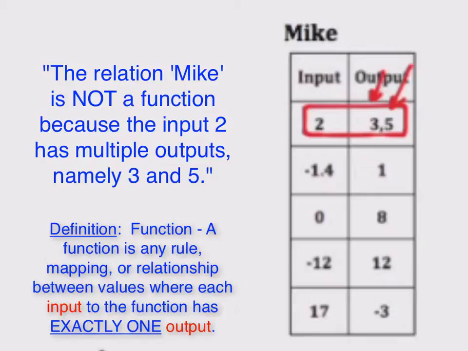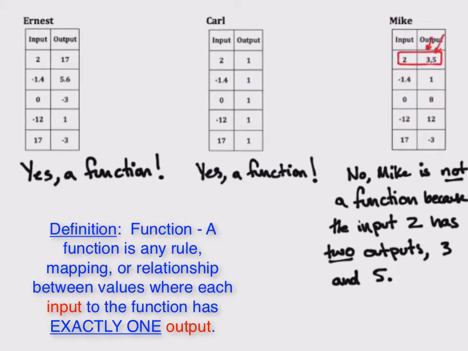Now it very well could have been the case that we'd have two separate rows, each having the input 2. So one row with 2 having an output of 3, and another row with 2 having an output of 5. That would be the other way to determine that you are looking at something that is not a function.